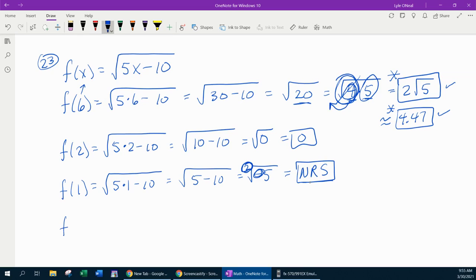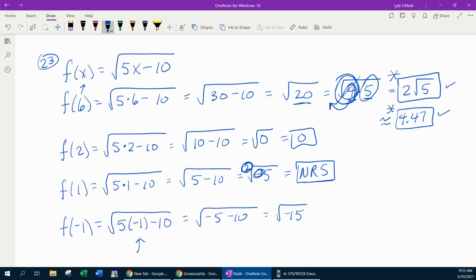And last, they want us to find f of negative 1. So that's going to be 5 times negative 1 minus 10. Don't forget that negative numbers need to go in parentheses when you evaluate with them. 5 times negative 1 is negative 5. Minus 10 is negative 15. And again, an even index with a negative radicand produces no real solution. So that also has no real solution.